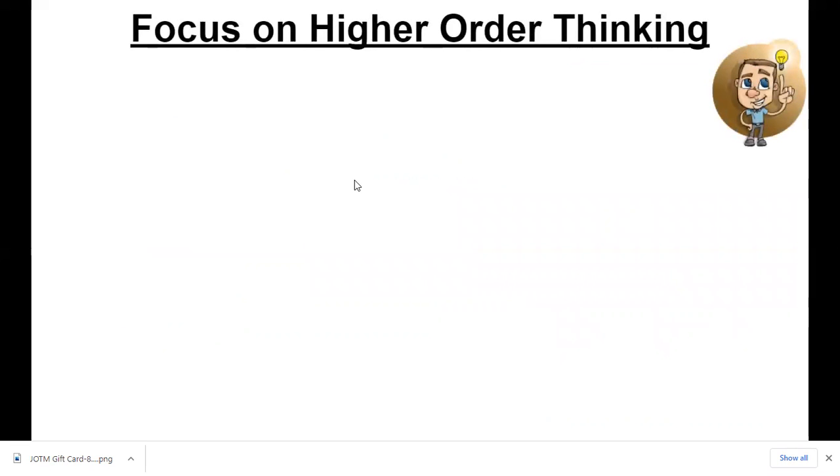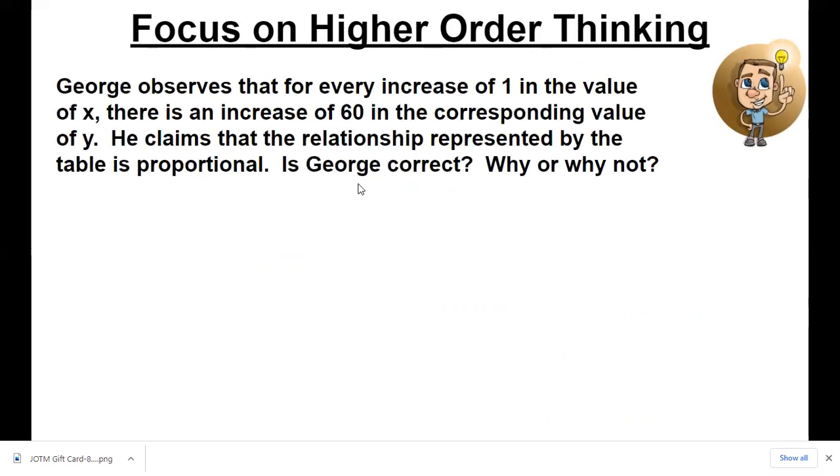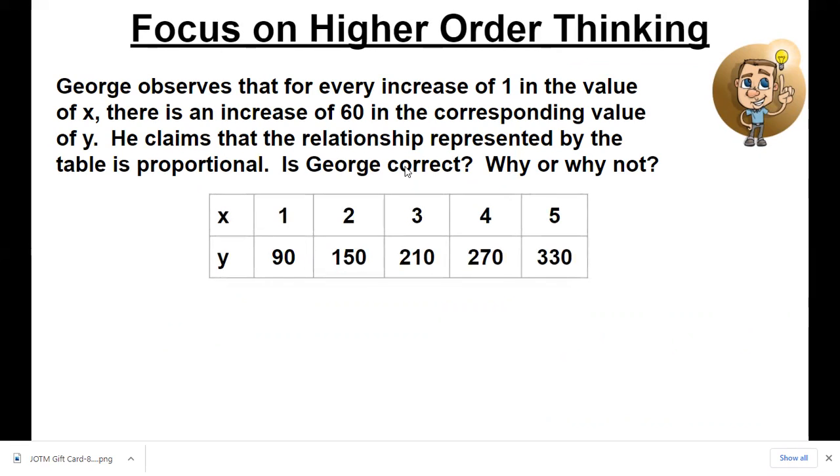Let's focus on some higher order thinking. George observes that for every increase of 1 in the value of x, there is an increase of 60 in the corresponding value of y. He claims that the relationship represented by the table is proportional. Is George correct? Why or why not? There's our table. So for every increase of 1 in x, 1, 2, 3, 4, 5, y goes up by 60: 90, 150, 210, 270, 330.